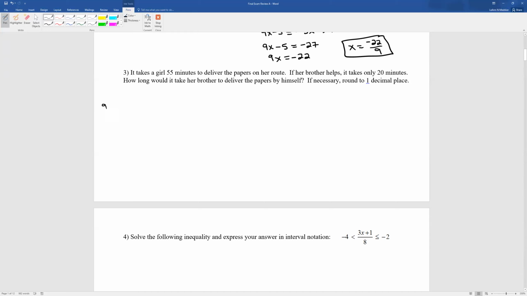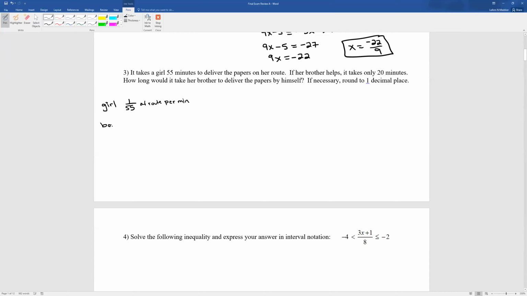So the way I like to think about this is I want to get to know, because they're definitely working at different speeds, because they were faster when they were together. The girl was obviously slower by herself, but we want to measure that as how much of the job did they get done in a single moment of time. So for us, that would be in a minute. So if it takes her 55 minutes to do the whole route, and she's working at a consistent pace the whole entire time with no breaks, that means that the girl did 1/55 of her route or the job per unit of time. So that's per minute.